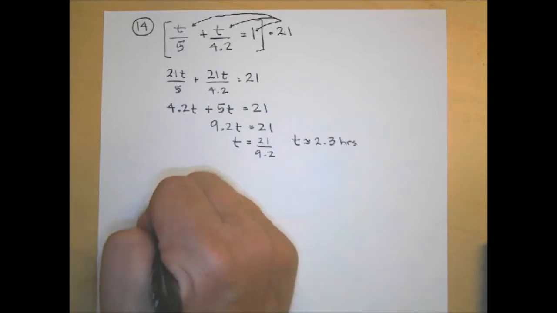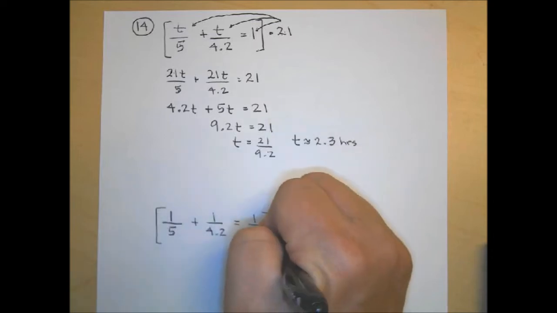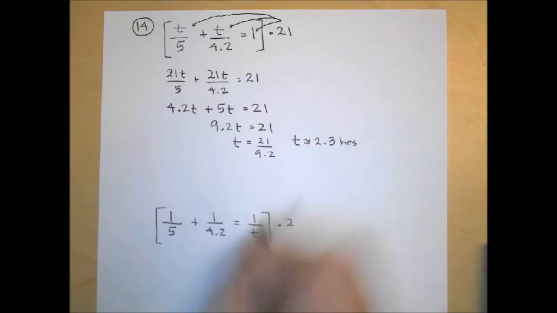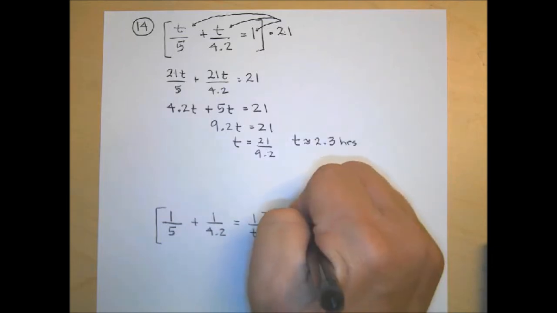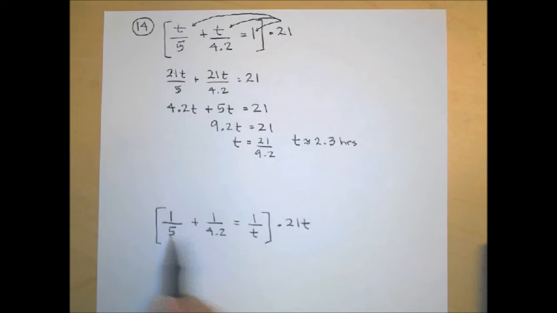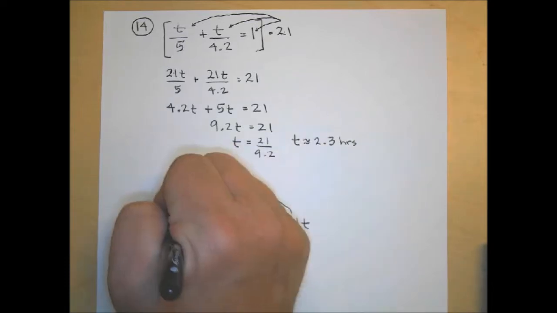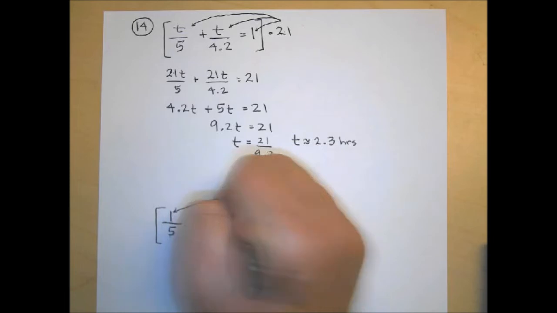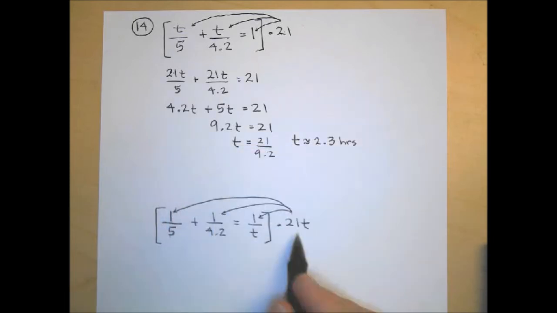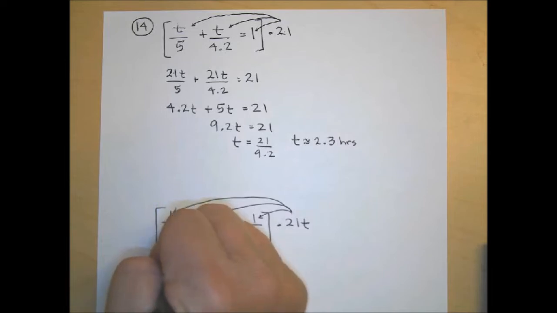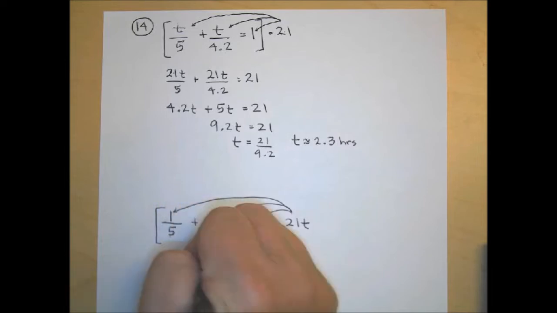Now you'll see what happens. I'm still going to multiply each part of this problem by 21t, because 21 is 5 times 4.2. It's the least common multiple of 5 and 4.2. Now, when I do my backwards distribution, okay, 21t divided by 5 still gets you back to 4.2t.